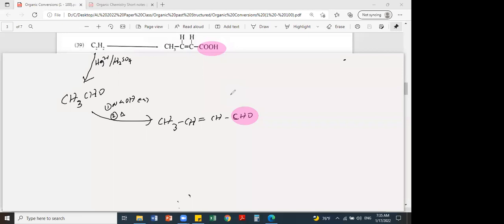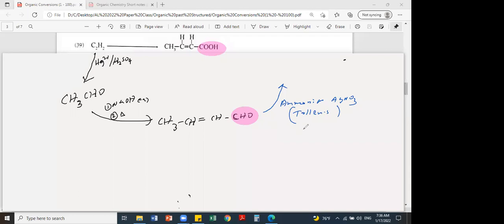Now we need a weak oxidizing agent like what? You can use Tollens' reagent, ammoniacal silver nitrate, or you can put Ag. Or I'll write it as Tollens' reagent. What about when you put Tollens' reagent? What are the reactants in Tollens' reagent? That can actually be used as a test also.